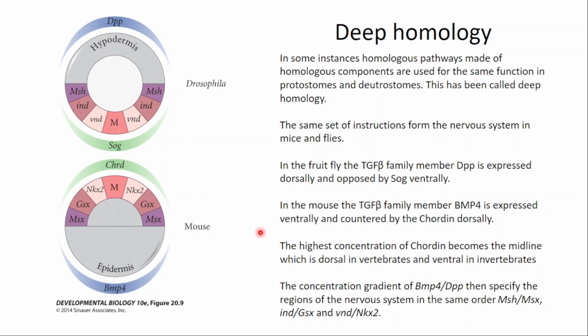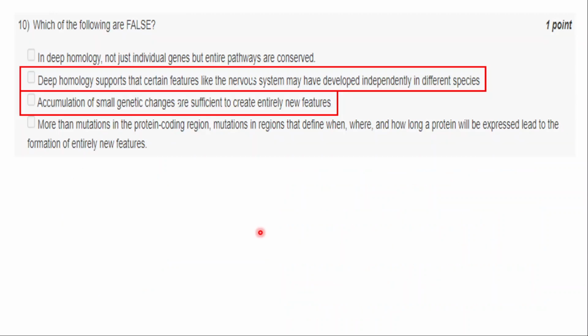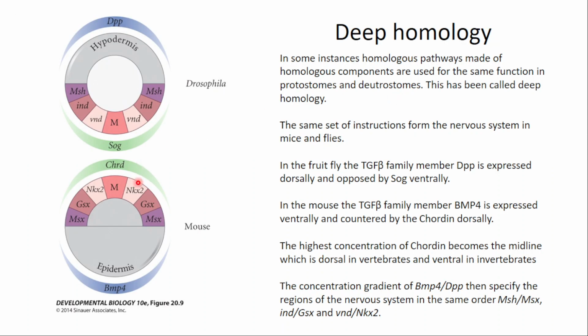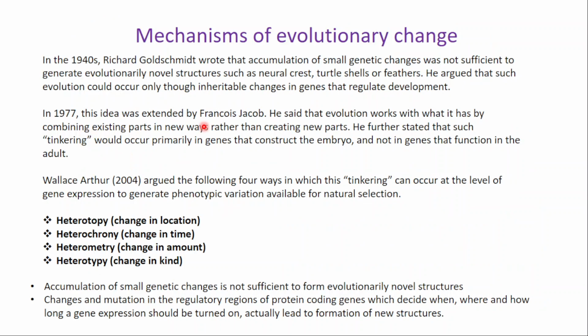So this is termed as deep homology. Deep homology says that certain features like nervous system have the same developmental plan across different species. So here we have BMP and its inhibitor, there we had DPP and its inhibitor, specifying different regions of the nervous system.